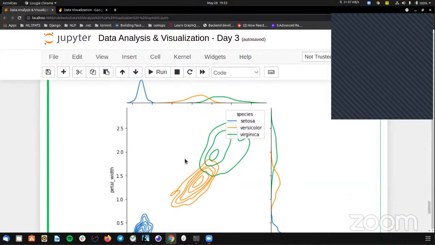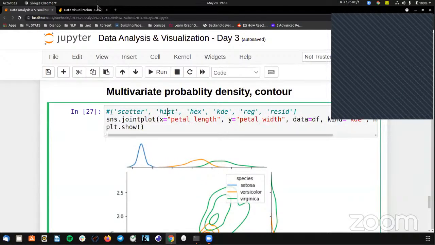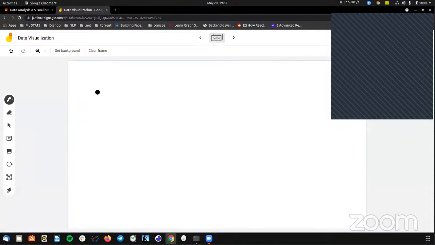So before diving into this multivariate probability density contour, how many of you have heard about parabolas? Let's say I have f of x equals x squared minus 1. This is our parabola. How exactly is it going to plot? It will be somewhat like this, and this will be minus 1.